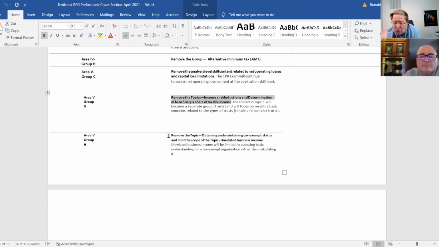A simple trust is what? A simple trust is that they must distribute all their income in the trust during the current year. A complex trust is that they don't have to distribute all the income. In fact, they can distribute some of it, none of it, or all of it.